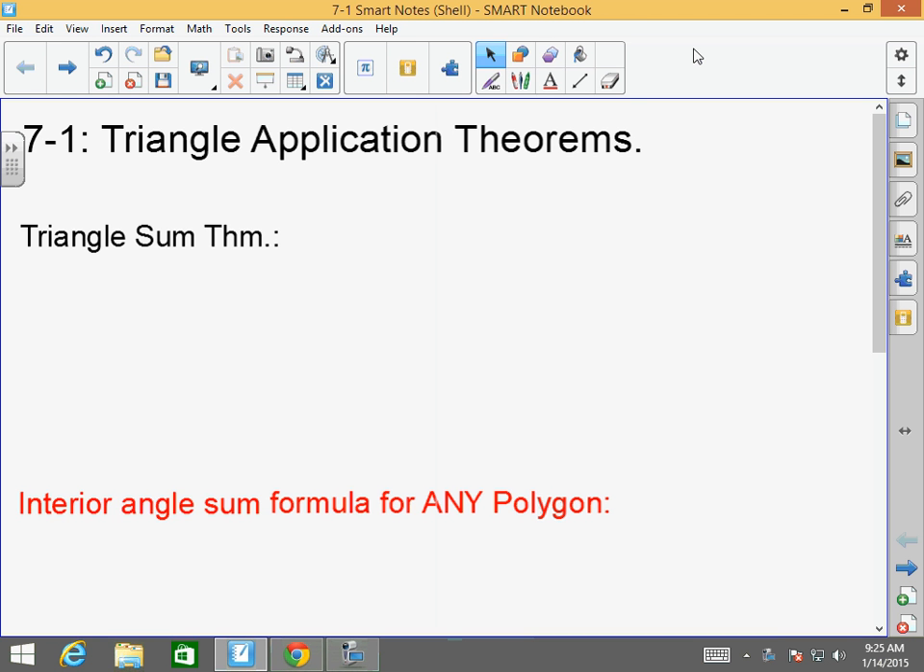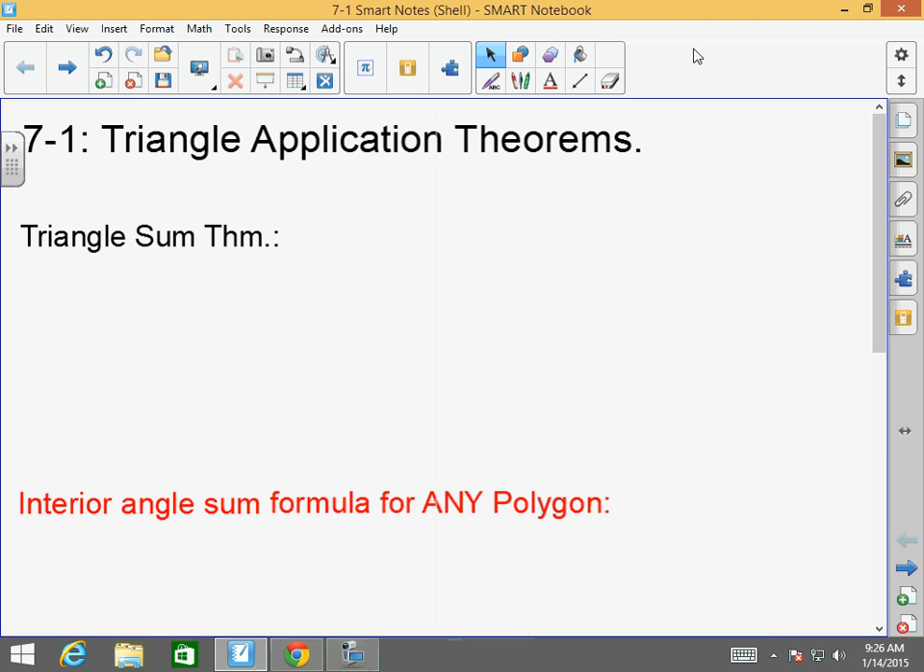Today we're going to be talking about some triangle application theorems, and I'm also going to add some extra polygon theorems. We're going to start learning about polygons in general today. This chapter is kind of like a prelude or a prequel to actual polygons and learning about their angle measures and exterior angle measures, how to find them, all that good stuff. So it's actually quite fun.